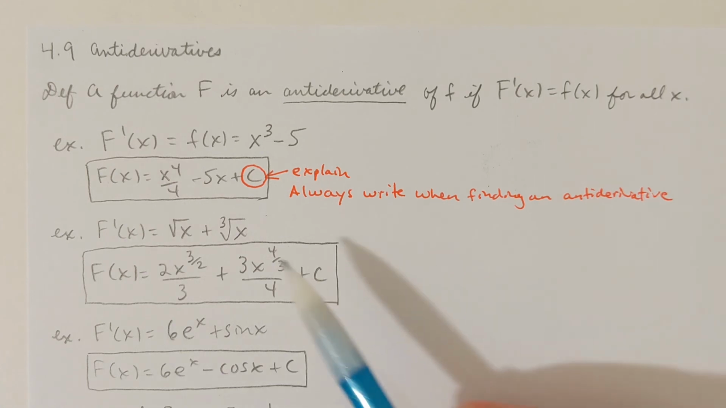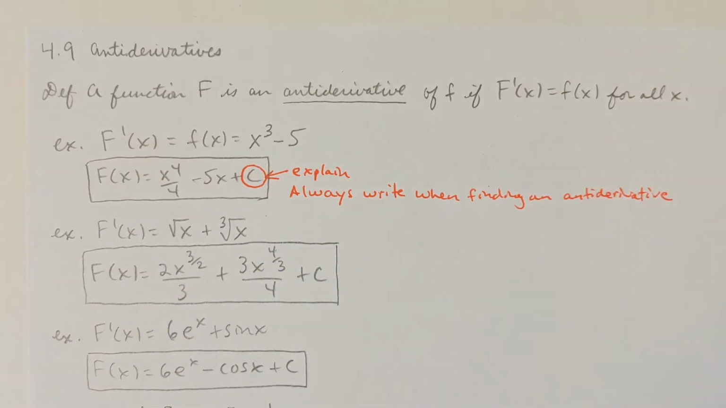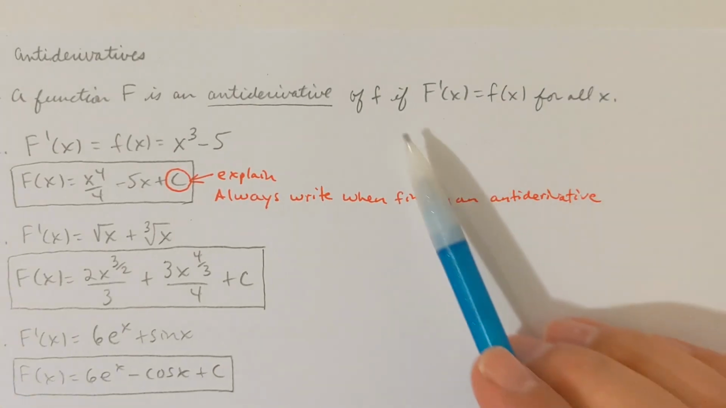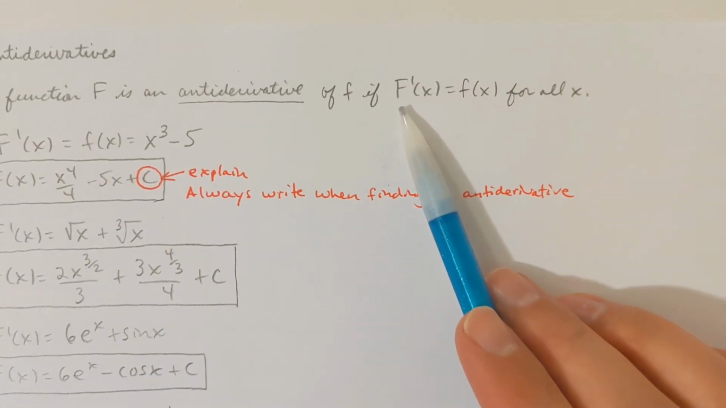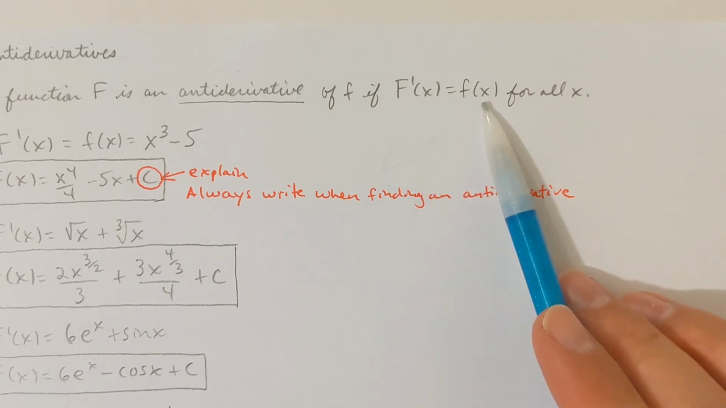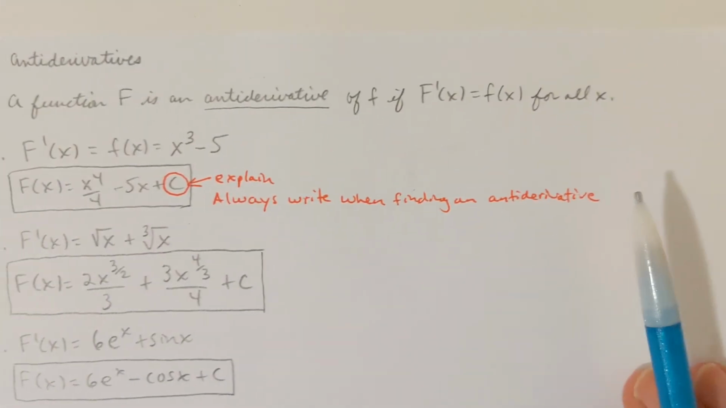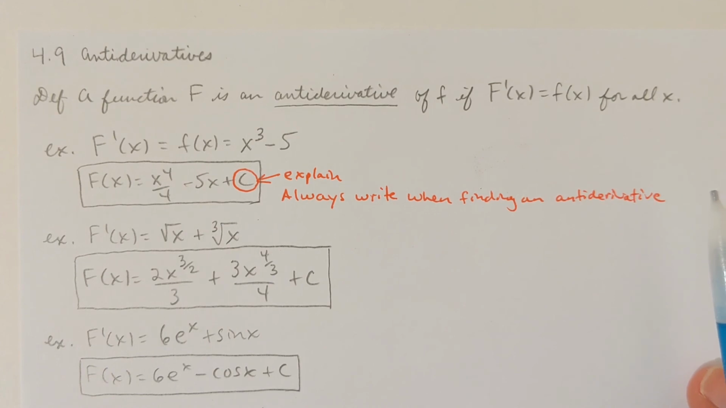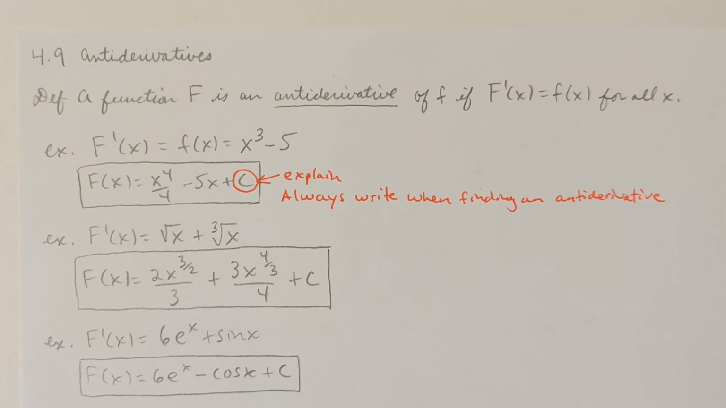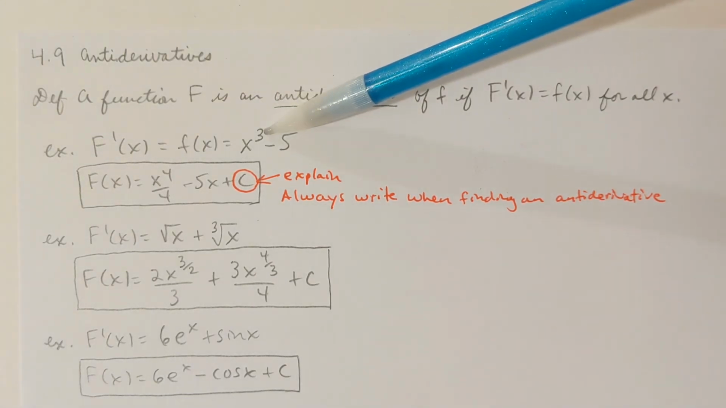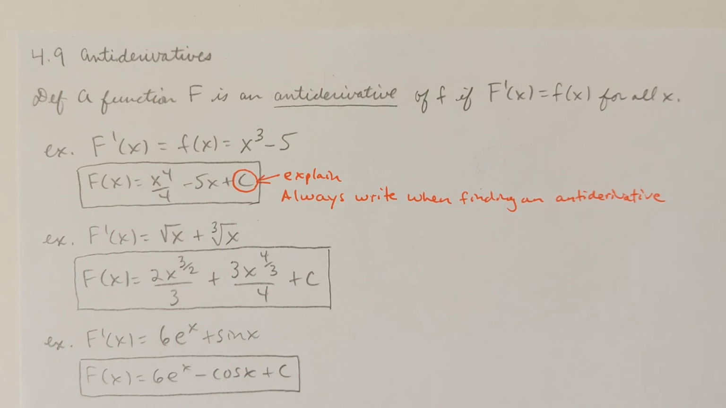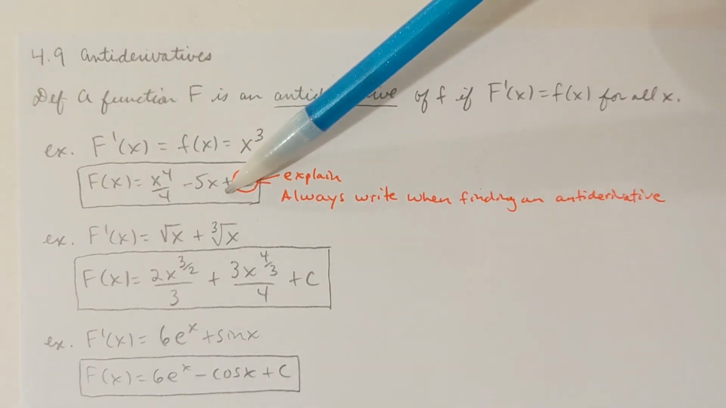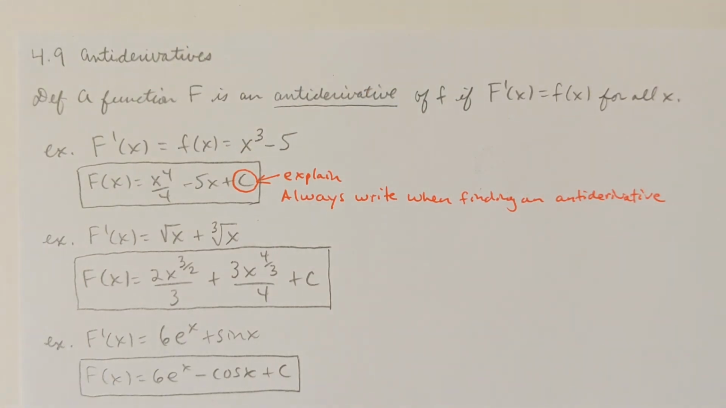So here's a definition. It says that a function F is an antiderivative of little f if F prime of x is equal to little f of x for all x. Okay, so let's take a look at some examples. Suppose that f prime of x is equal to x cubed minus 5. An antiderivative is a function whose derivative gives you, in this case, x cubed minus 5.